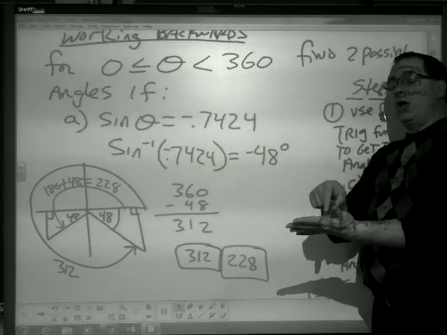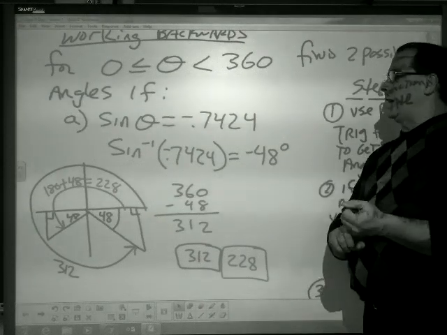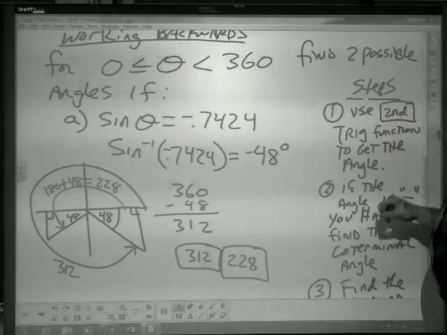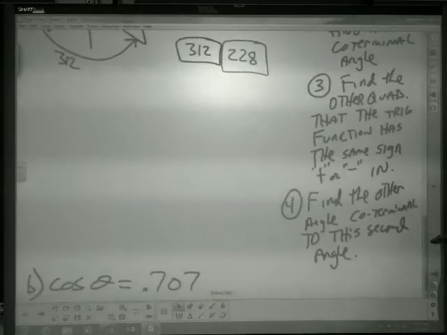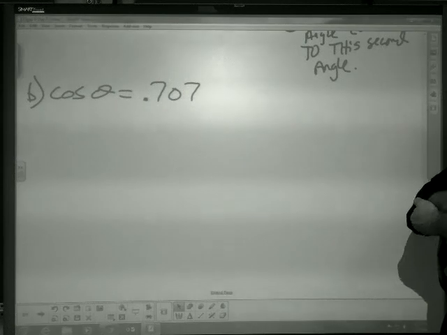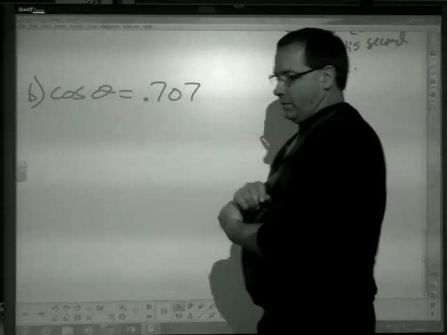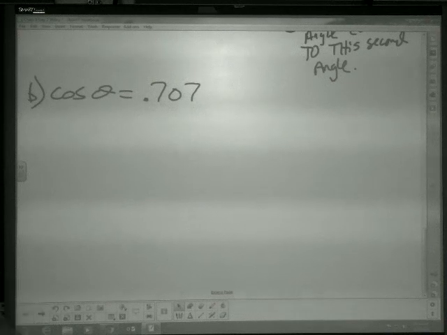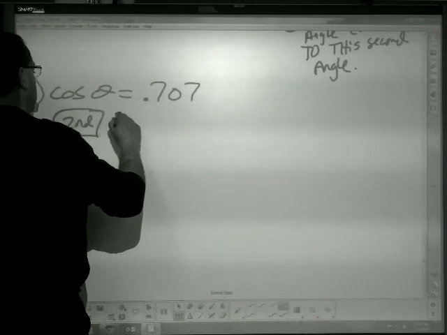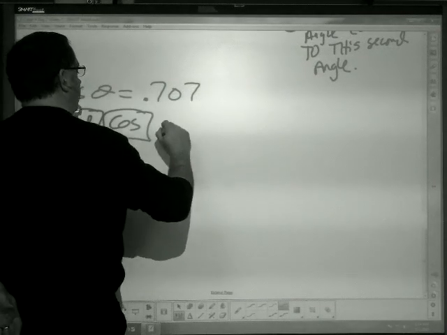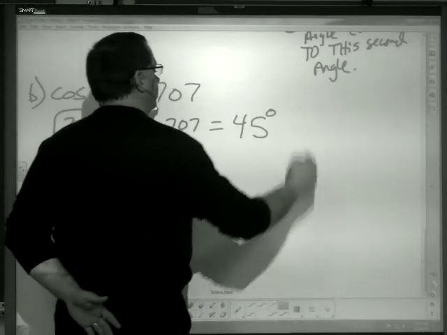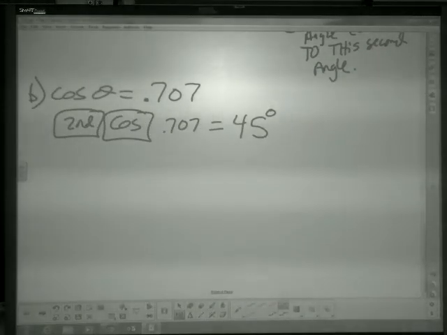The other day we hit it on our calculator, but we really didn't look at the fact that maybe there's another place in this whole circle that it could be a second answer. We'll try one more. Cosine theta is 0.707. Okay? Well, if you do inverse cos of 0.707, you're going to get 45 degrees on your calculator.